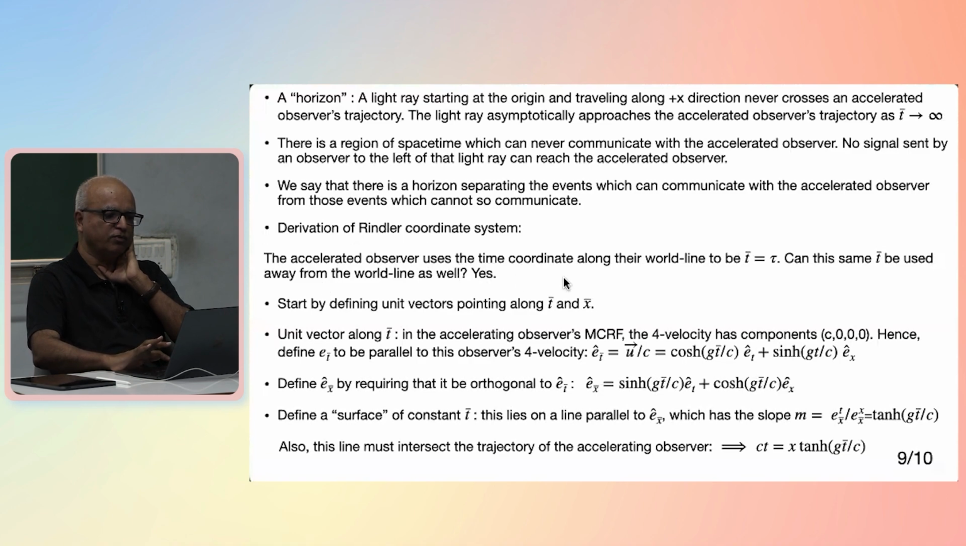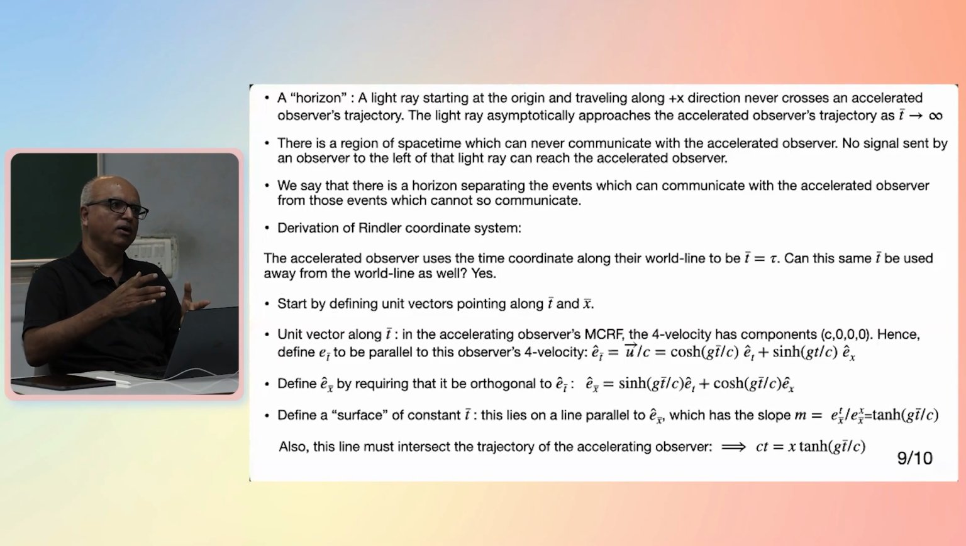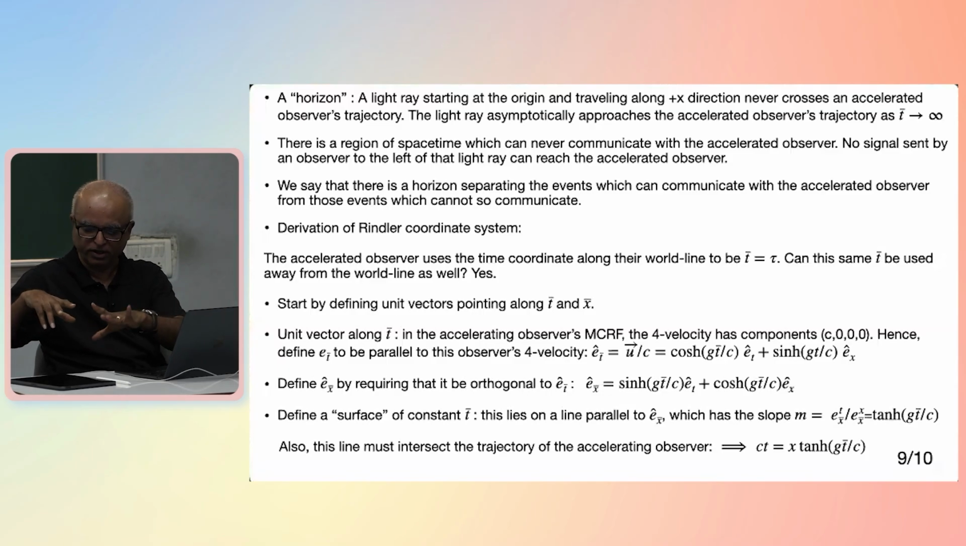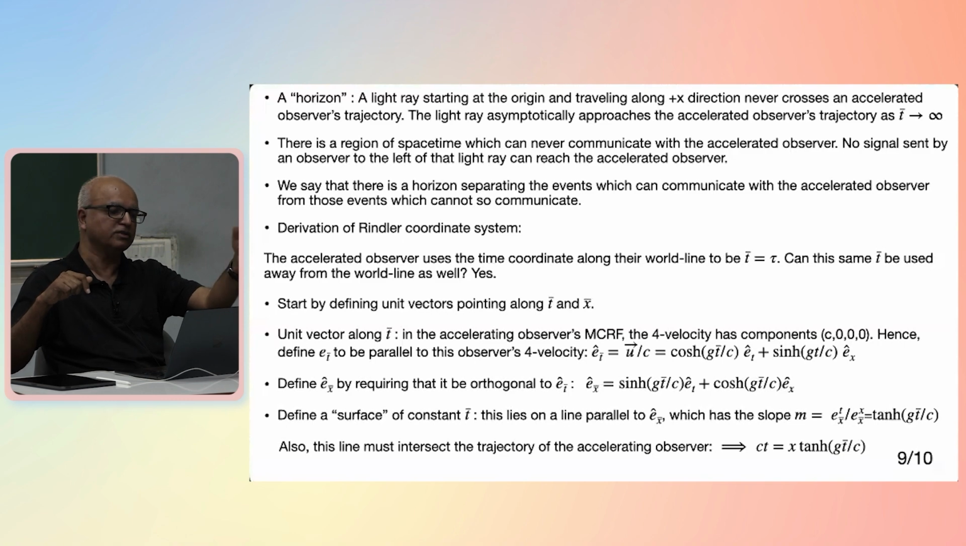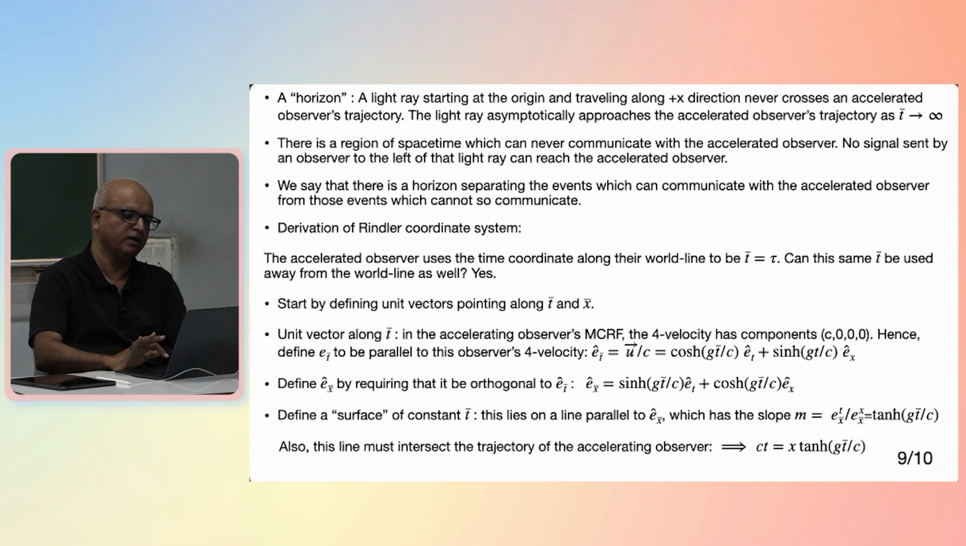The accelerated observer uses the time coordinate along their world line to be t bar equals tau. Can this same t bar be used away from the world line as well? You understand what I am saying? In my rest frame, clocks are running at t bar equals tau. That's okay, but elsewhere, I am not everywhere. Elsewhere, I want to label space time using tau or t bar instead of t. Instead of x and t, I want to label it by x bar and t bar.